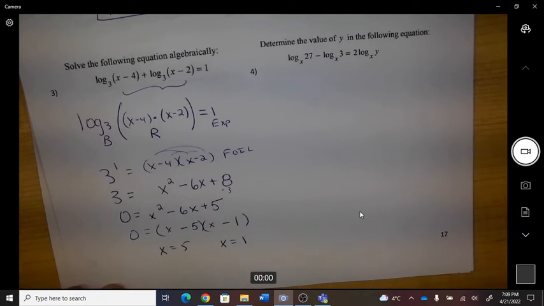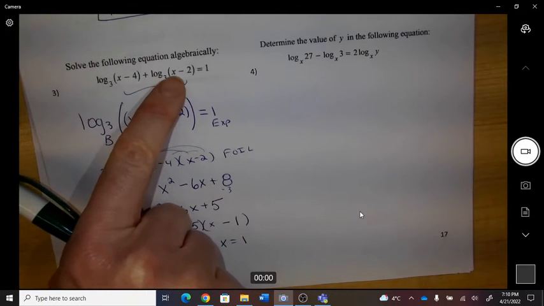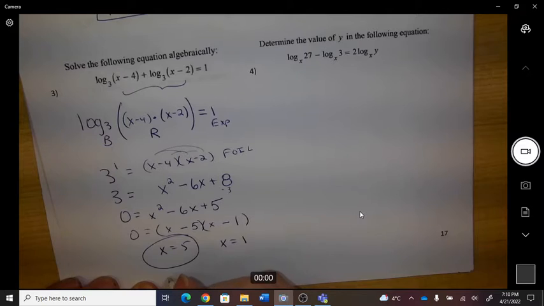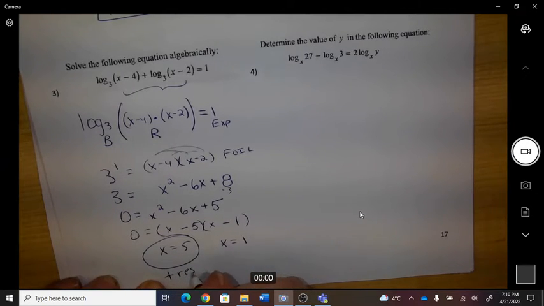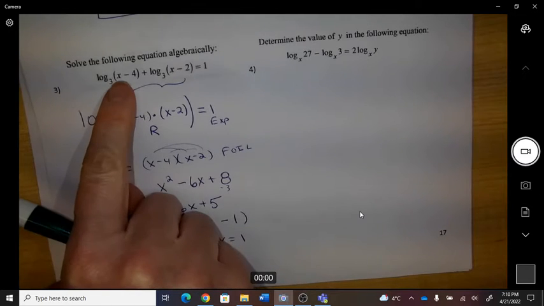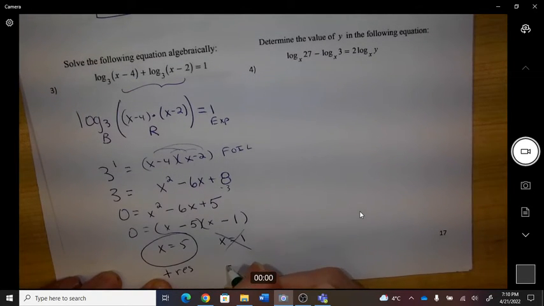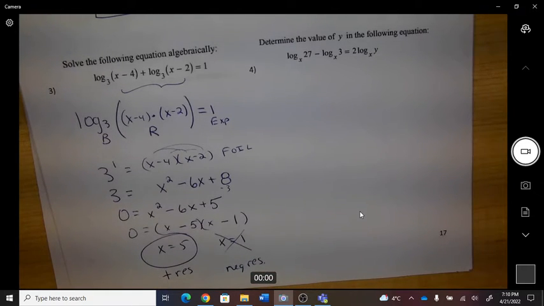When I plug it in, what is my result? So 5 minus 4 is positive. 5 minus 2 is positive. So that's positive results. It works. 1 subtract 4, that's already a fail. So I will cross that off.